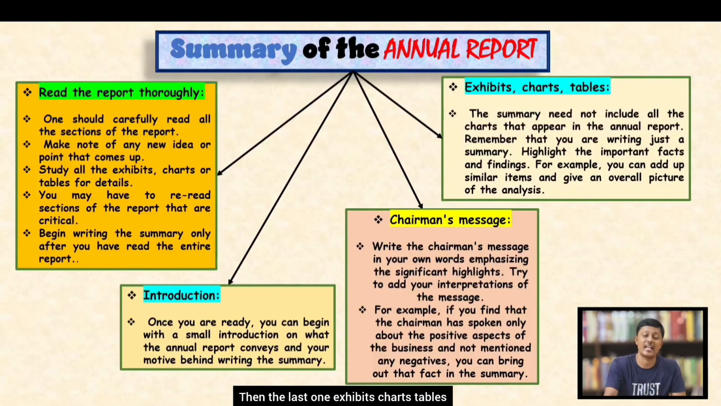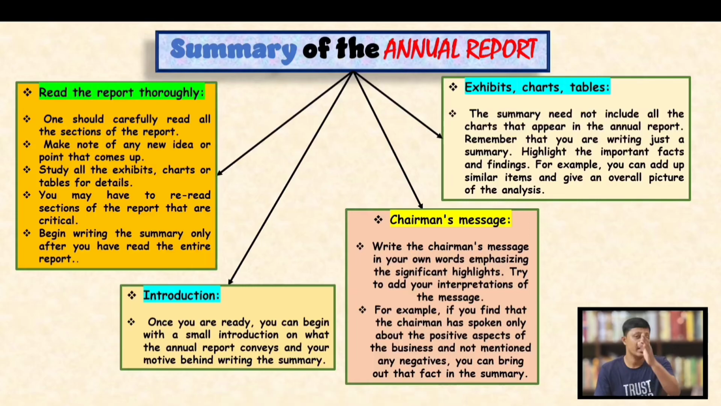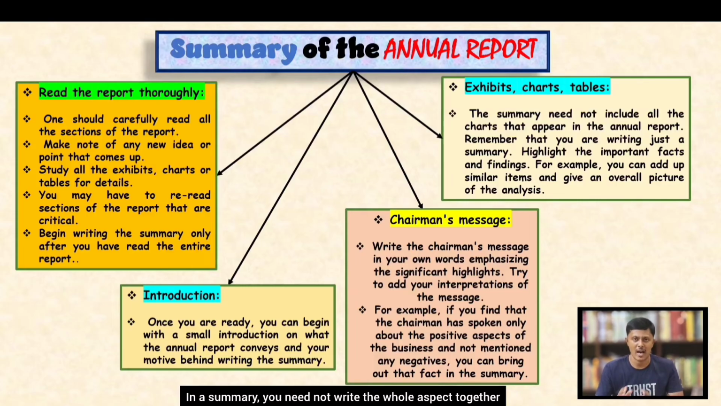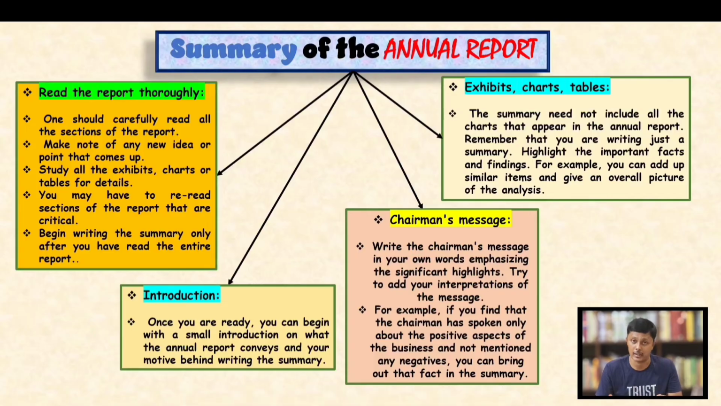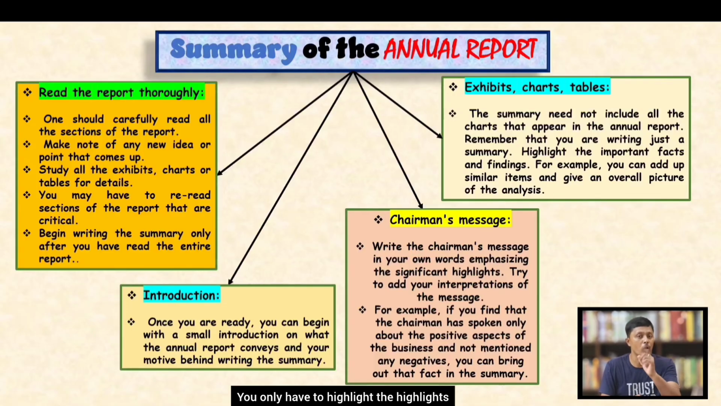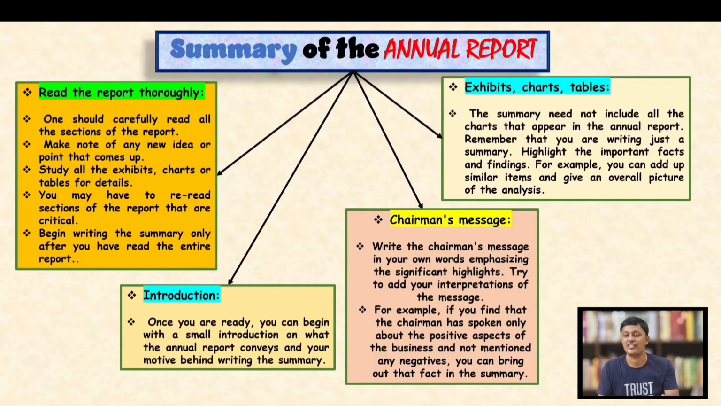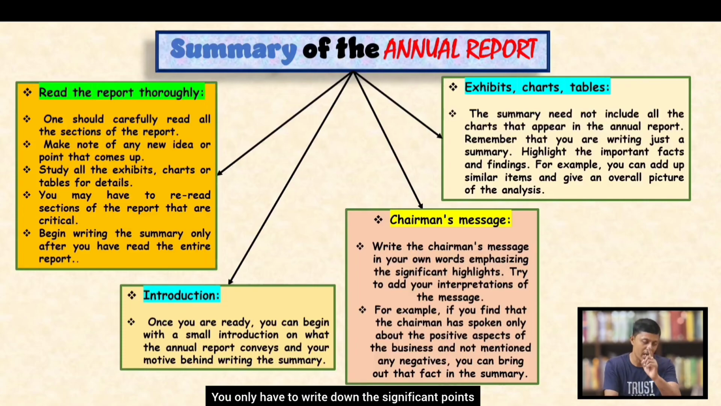Then the last one: exhibits, charts, tables. The summary need not include all the charts that appear in the annual report. Remember that you are writing just a summary. Highlight the important facts and findings. For example, you can add up similar items and give an overall picture of the analysis. In a summary, you need not write the whole aspect together, because this is a summary, you only have to highlight the highlights. That means the significant points, and nothing else.